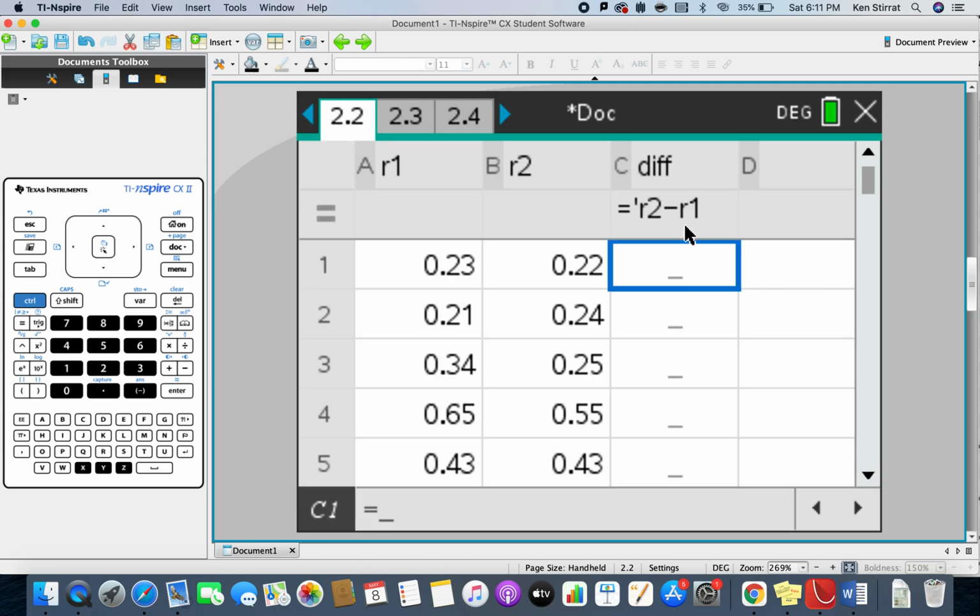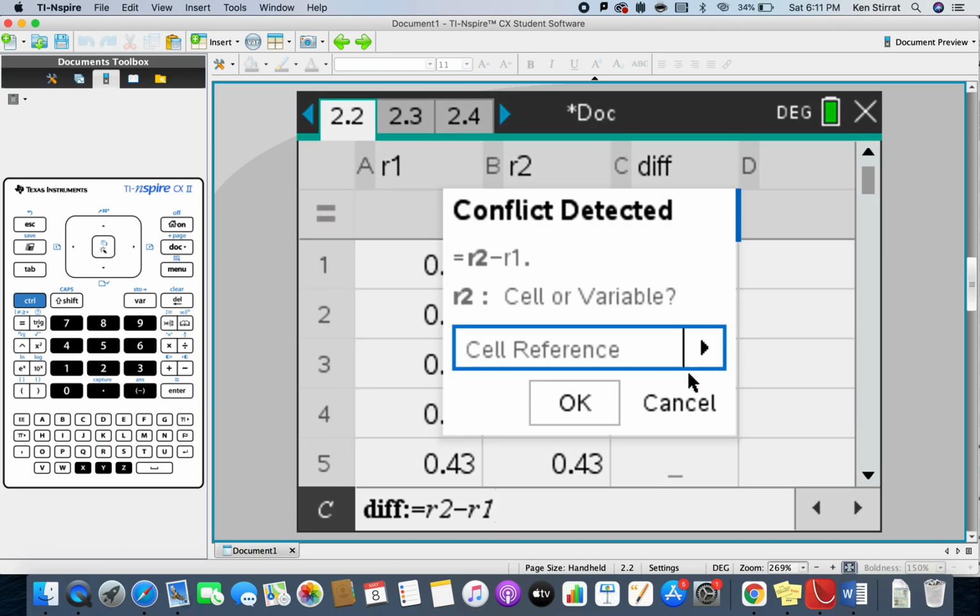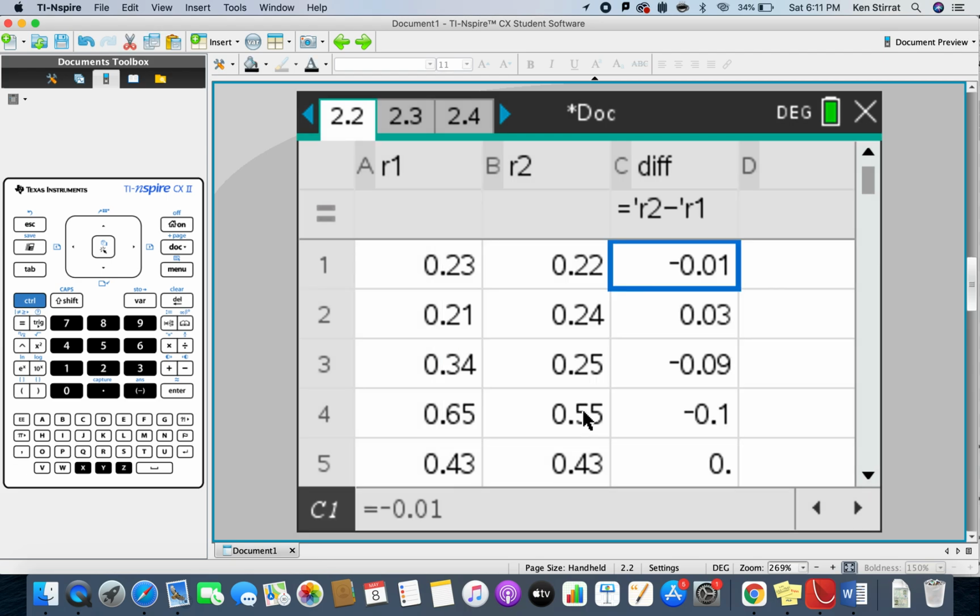Just do that again, equals R2 minus R1. And I've got to tell it it's actually a variable reference. And the second one's a variable reference, and that should just calculate the differences.